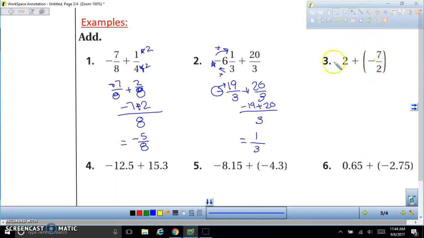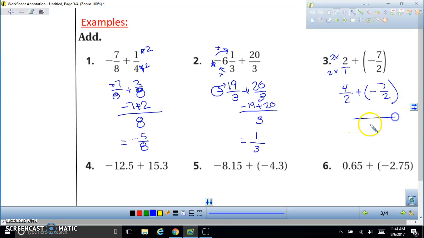3. We need to get the same denominator first, so I'm going to multiply both sides by 2. And remember, there's that imaginary 1 under every whole number. We just don't write it. 2 times 2 is 4. 1 times 2 is 2. Okay, now I'm ready to continue working.